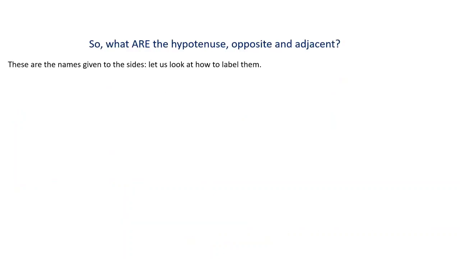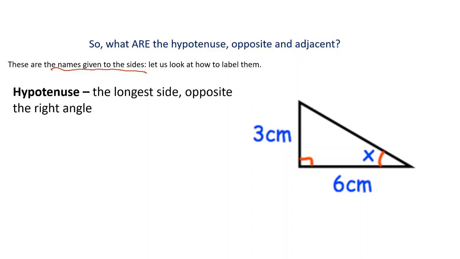Okay, so reasonable question then. What are the hypotenuse, the opposite, and the adjacent? And these are the names given to the sides in any right-angled triangle. So we're going to look now at how we label them. So first of all, the hypotenuse is the longest side. It's opposite the right angle. So where's my pen? So here is the right angle, and this side here is opposite it. This is the hypotenuse. I'm just going to write here.